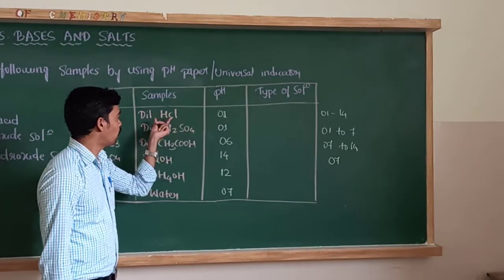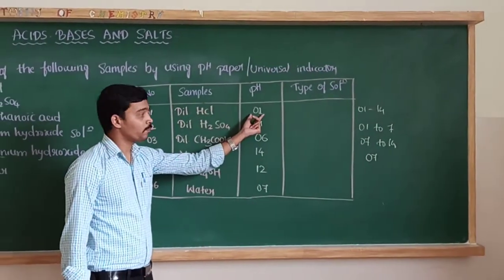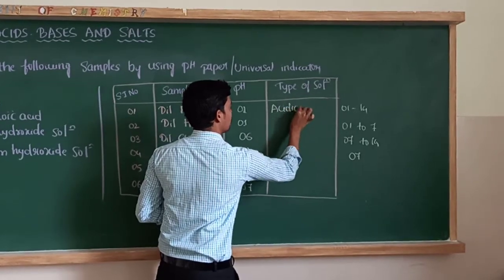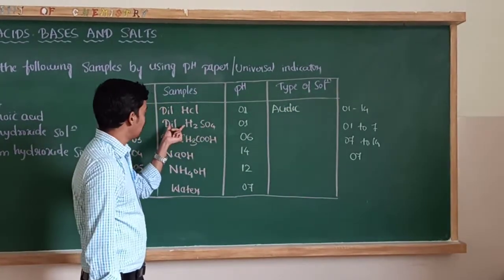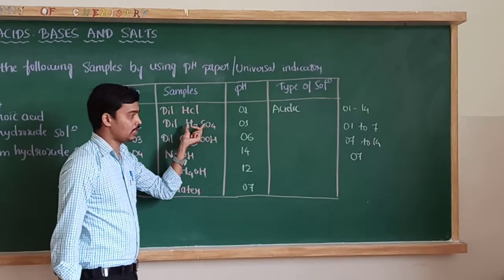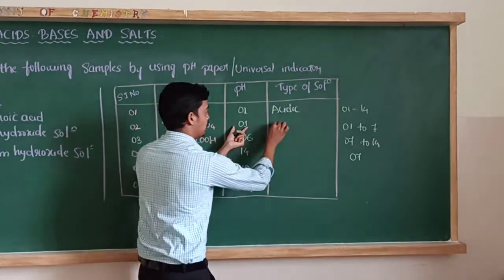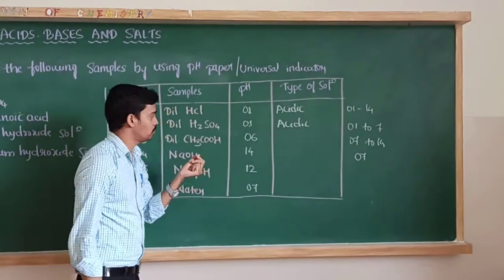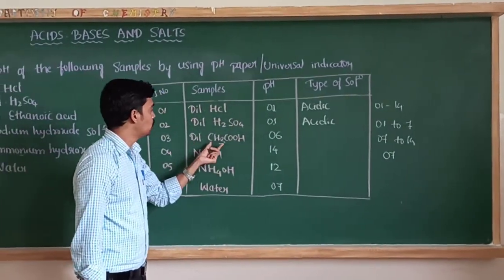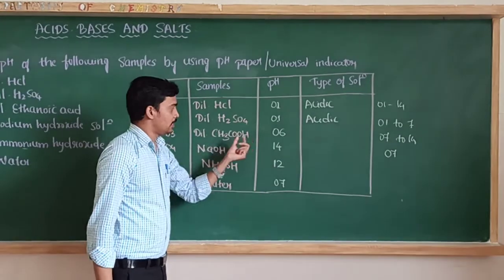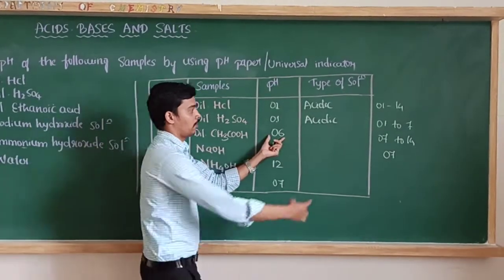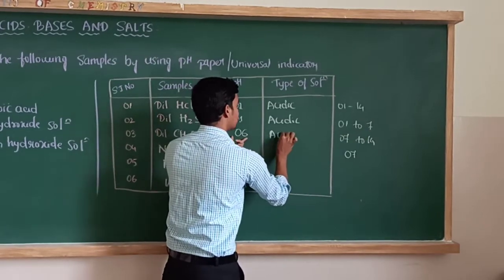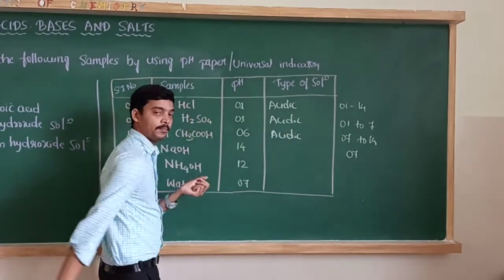Okay, here for dilute HCl the pH is 1. The type of solution is acidic. And the second one is dilute sulfuric acid, its pH value is 1, so it's also acidic in nature. And the next one is dilute ethanoic acid, its pH value is 6. If the pH value lies in between 1 to 7, it is considered acidic.